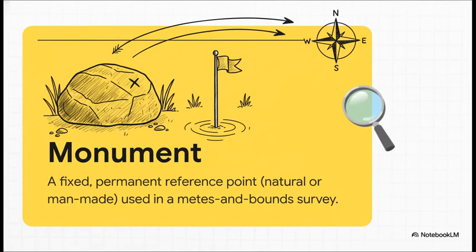And that point of beginning is often a monument. A monument is just a fixed physical object. Could be an iron pin in the ground, a concrete marker. Heck, it could even be an old oak tree. It physically ties the map description to the actual dirt.